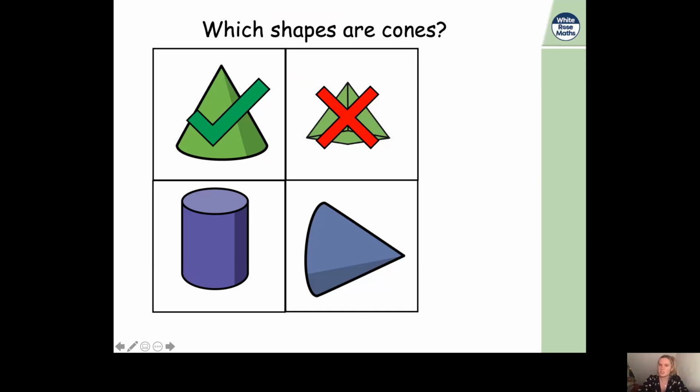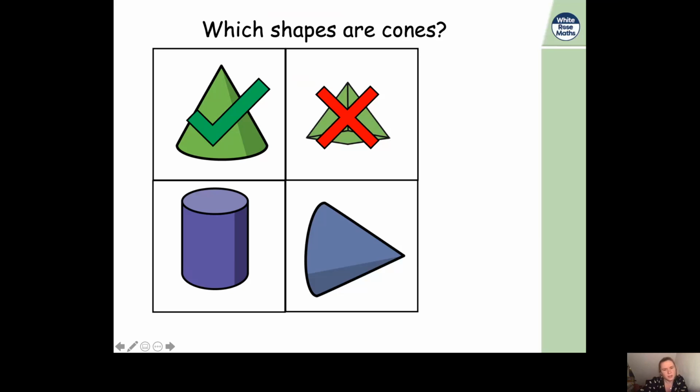But what was this shape called? Oh, yes, that's right. It was called a pyramid, wasn't it? And it had a square face at the bottom and it had triangle faces on the sides with a point at the top. Now, what about the next one?